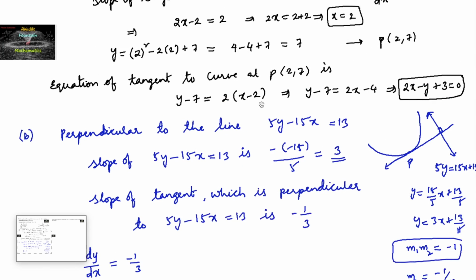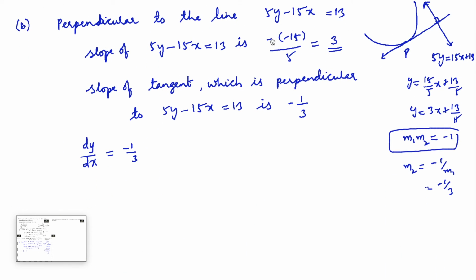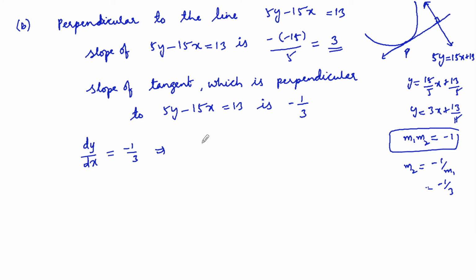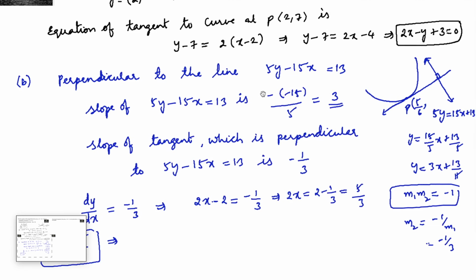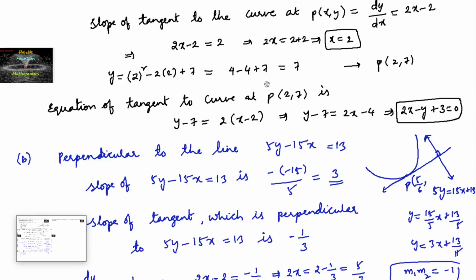Since we have dy by dx is 2x minus 2, 2x minus 2 is equal to minus 1 by 3, or 2x is equal to 2 minus 1 by 3. That's 2 threes are 6 minus 1, 5 by 3. So we have x is equal to 5 by 6. Let's substitute x is equal to 5 by 6 in the given curve equation to find the y coordinate.